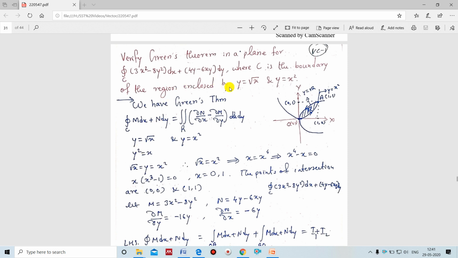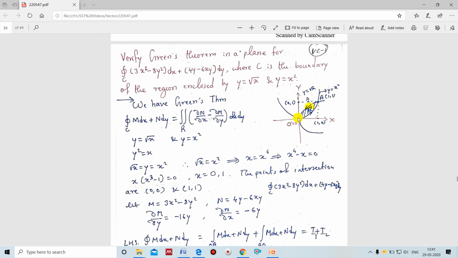Then they have given y equal to root x and y equal to x square. This is the curve. Squaring both sides of y equal to root x, we get y square equal to x. So y square is equal to x and y is equal to x square. Let us draw in the xy plane. Y square equal to x is a parabola towards the x-axis. X square equal to y is a parabola towards the y-axis.